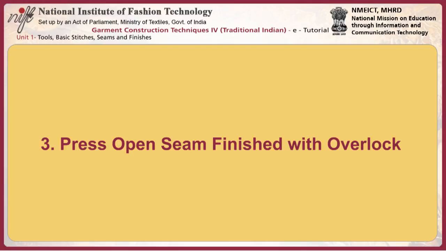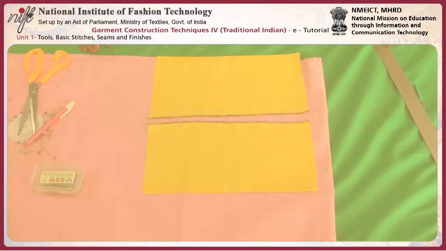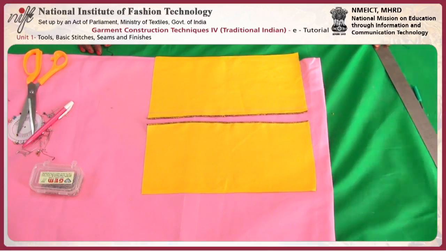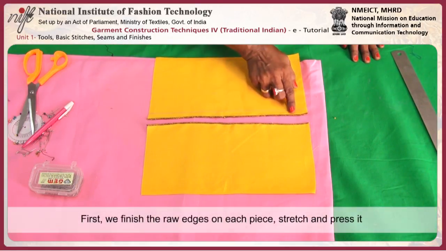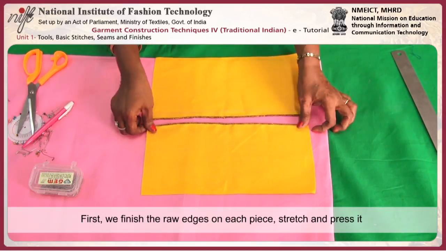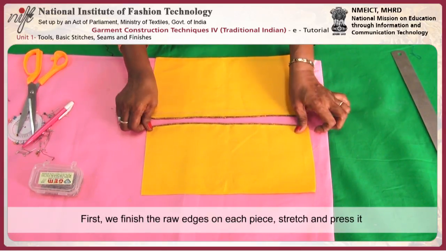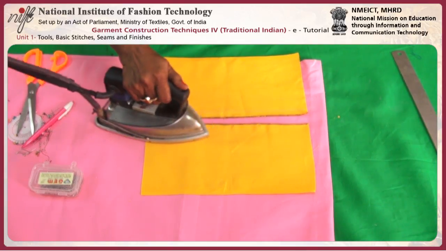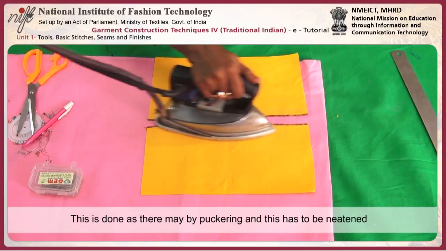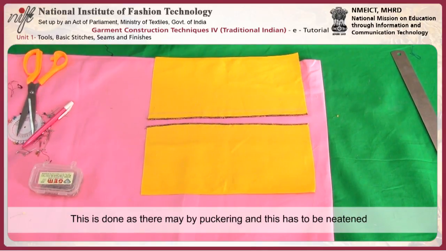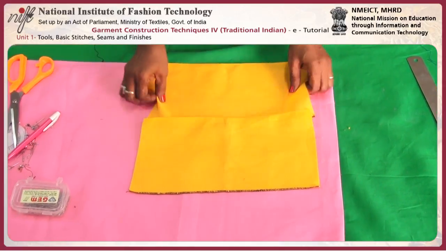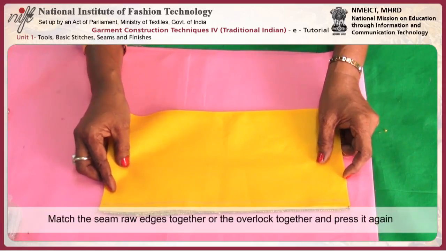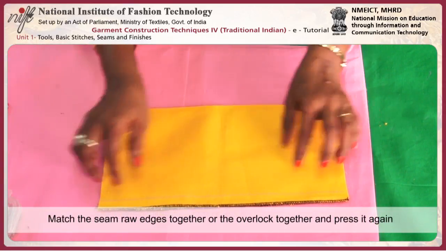Press open seam finished with overlock. Again you are going to do the plain seam, but this is going to be a press open seam. First we finish the raw edge on each piece and do the pressing, stretch it and do the pressing, because while doing the overlock sometimes it may pucker, so you should neaten it and do the pressing, then match the seam, the raw edge together or the overlock together.